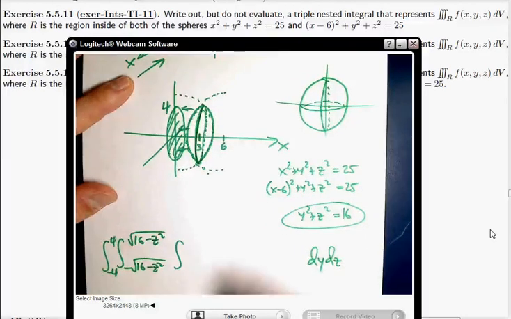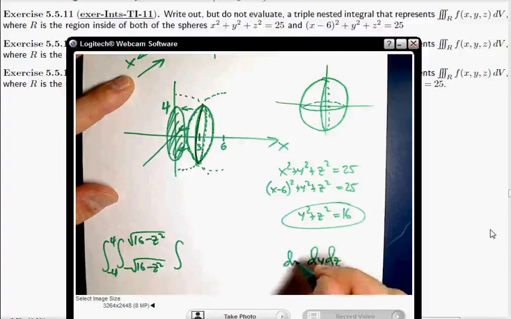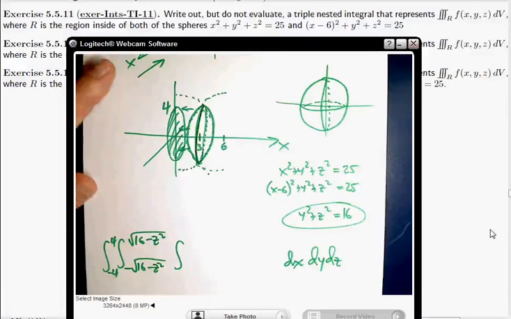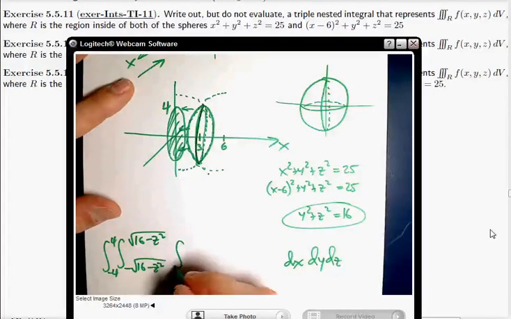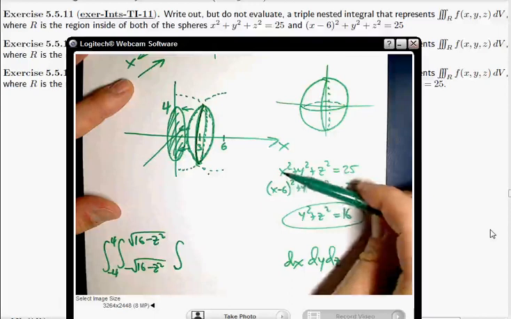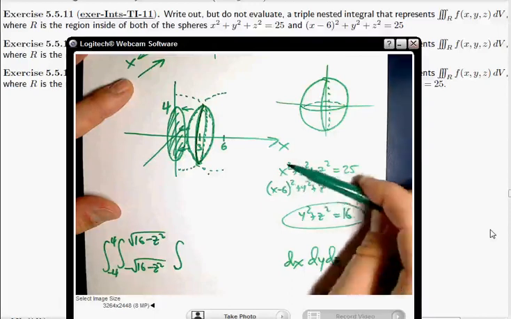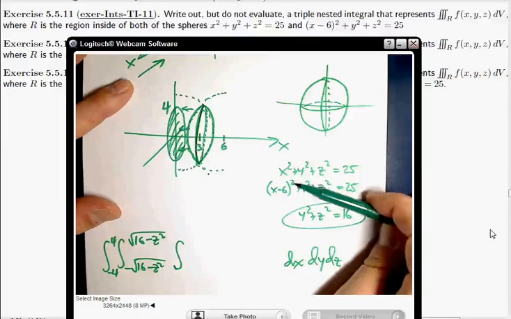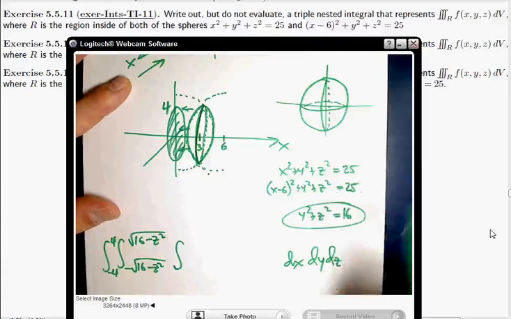And then what about dx? Now this, you've got to be a little careful with. The x bounds are not quite trivial because you've got to solve for x in both of these equations. In both cases, there's a square root because of these squares here. And so you've got to think about which square root. Do you take the plus or do you take the minus? So let's start with the lower bounds.